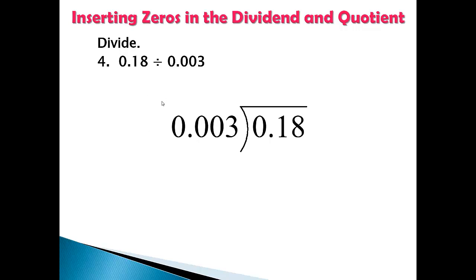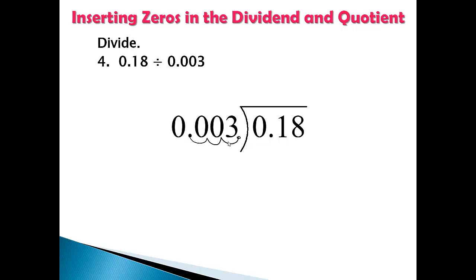Now for number 4, we're going to insert zeros in the dividend and quotient. So we're going to go ahead and divide 18 hundredths divided by 3 thousandths. 18 hundredths is our dividend, so it goes underneath, and 3 thousandths is the divisor. It's the number we're dividing by, so it goes on the outside. 3 thousandths is not a whole number, so we need to multiply that by 1,000 to make it a whole number, which means we move our decimal 3 places to the right. So 1, 2, 3 converts that to 3.